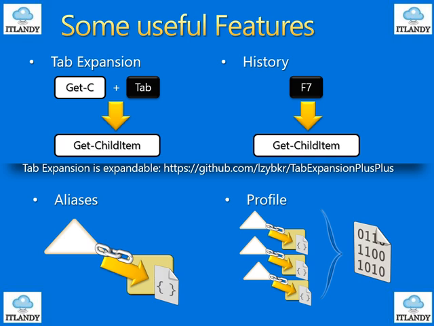A quick recap to repeat what we just mentioned: tab expansion to expand cmdlets and parameters, history to reduce the typing, aliases to provide shortcut naming of the cmdlet, and profile, which enables us to define the aliases. So let's have a look at them in more detail.